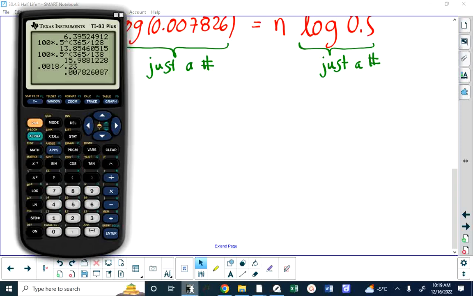So we take this number, we take the log of it. You have to close the brackets on the argument. And then you divide by log of 0.5. N is 6.997. It's pretty close to 7. But that's not the answer to the question.